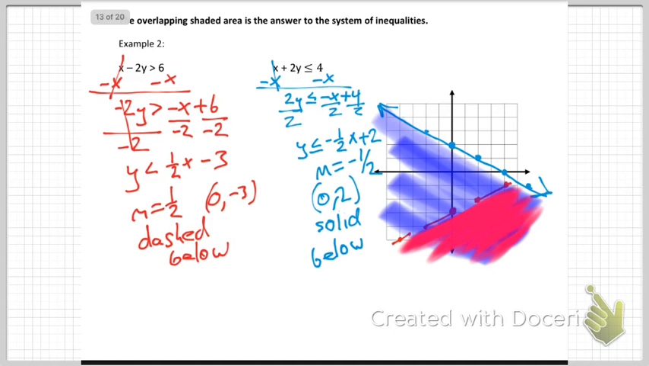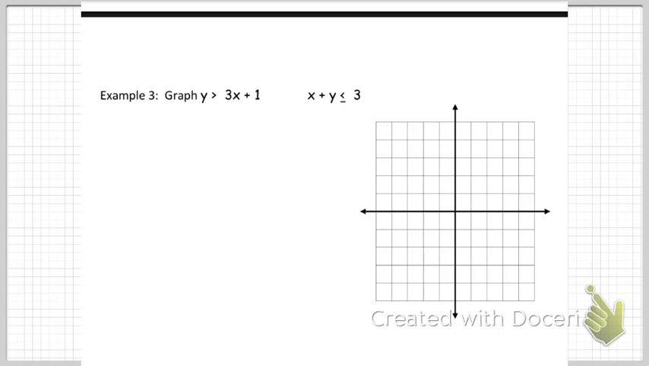Alright, so let's move on to the next example. Alright, this will be the last example I go over, and you can try the next one on your own. Now, one of these is already solved for y, so I can graph it. This one I do need to solve for y to get it in slope-intercept form, that way I can graph it.